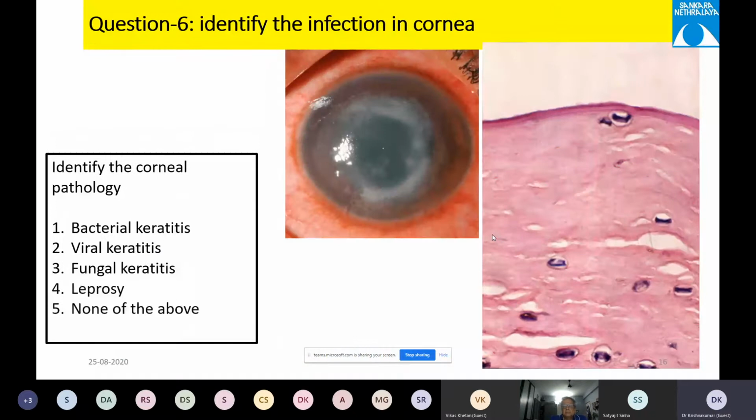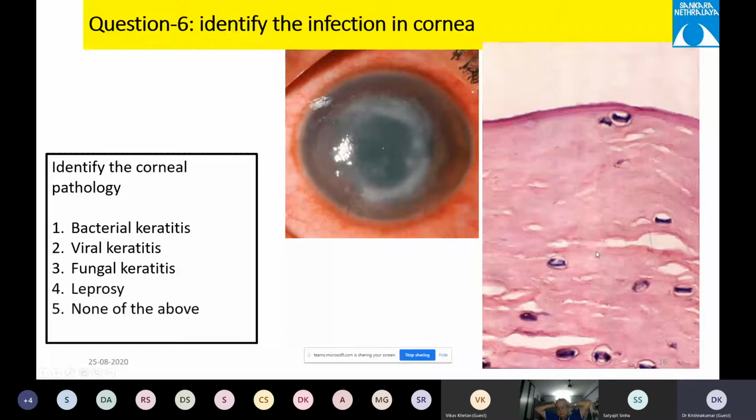Next, can you identify the corneal problem? Is it a bacterial keratitis or virus or fungus or leprosy or none of the above? You find the cornea showing a ring infiltrate, and you find these multiple structures in the corneal stroma. What do you think this is?